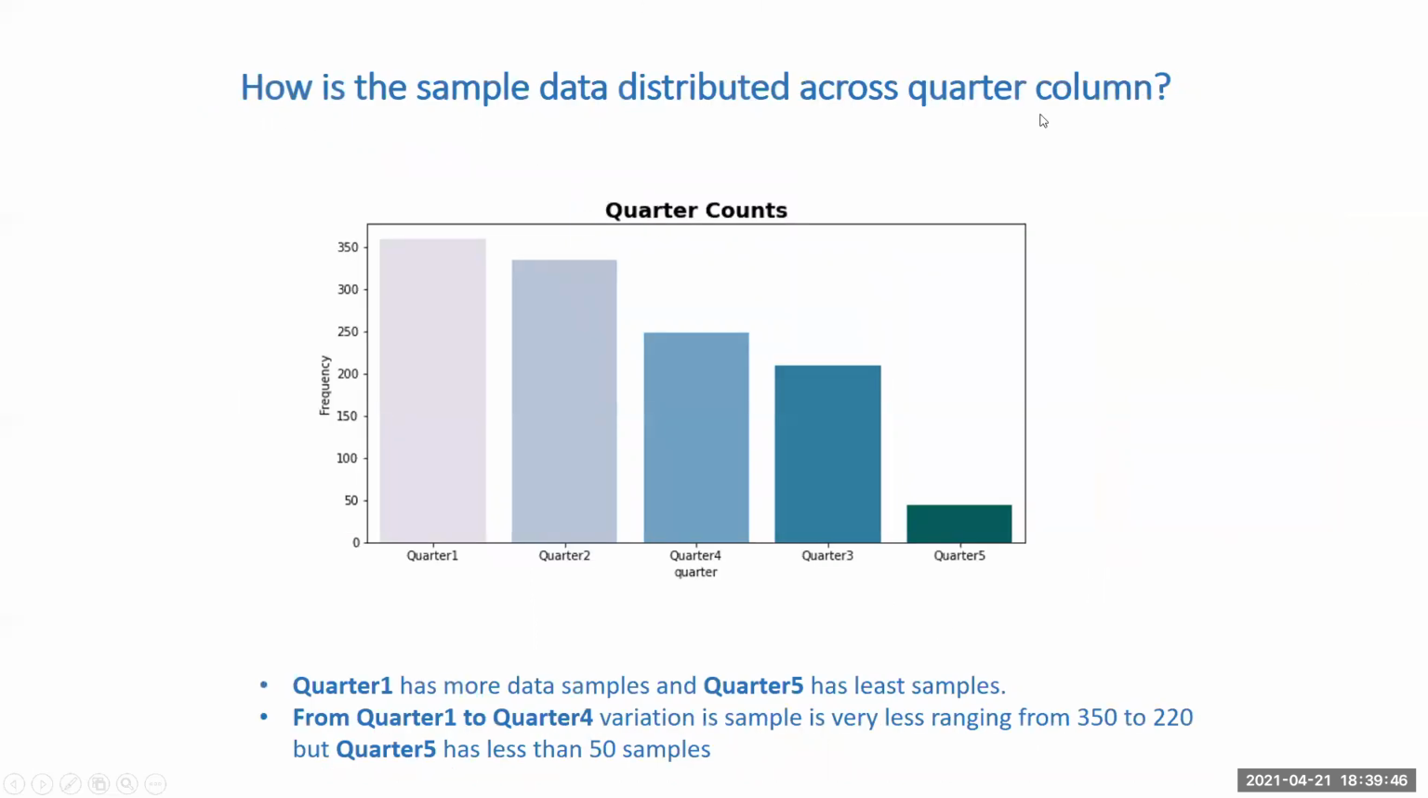How is the sample data distributed across the quarter column? Every month is divided into quarters. In a month, there are 4 quarters, one for every week, and if the month has 5 weeks, then we get this quarter 5 also. That is why we are seeing that there is minimal data for quarter 5, and all the other quarters are almost evenly distributed.